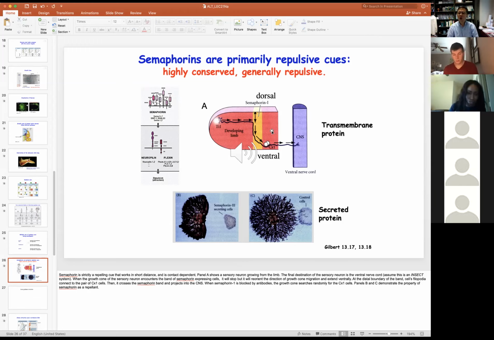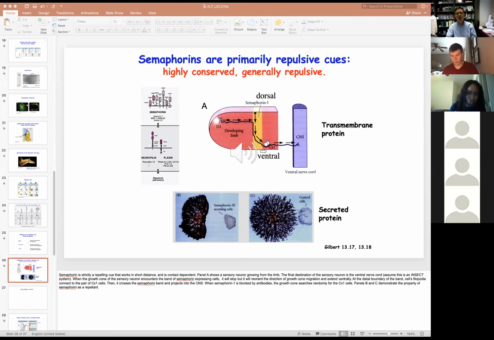Okay, so here we have the Ti1 neuron in a developing limb, and the neuronal cell body is here. I'll just move to an arrow here. They are stretching an axon, and then they hit the semaphorin band. Because semaphorin is a repulsive cue, they stop right there. But the thing is that they have to cross it. So they are exploring whether there is anywhere they can get over this band.